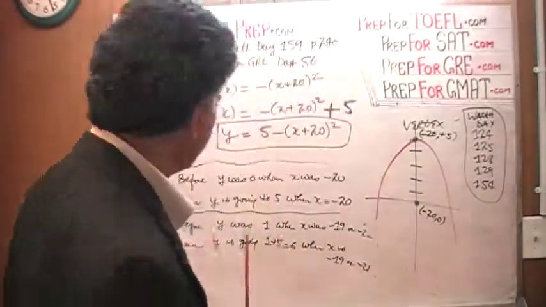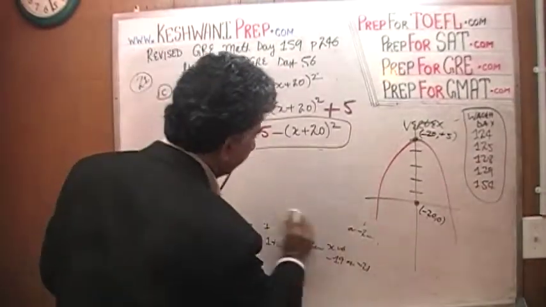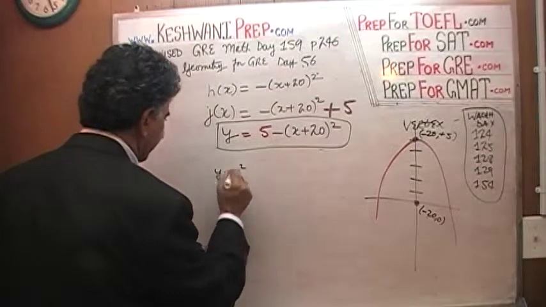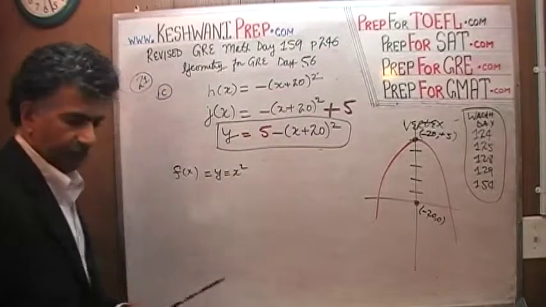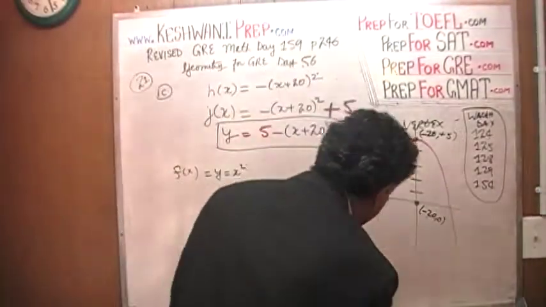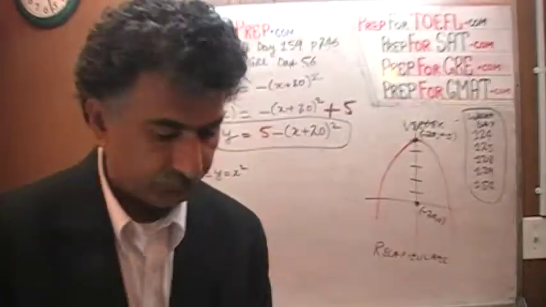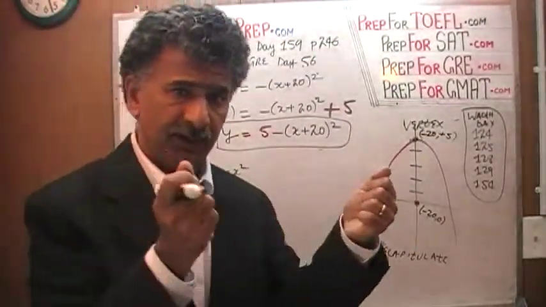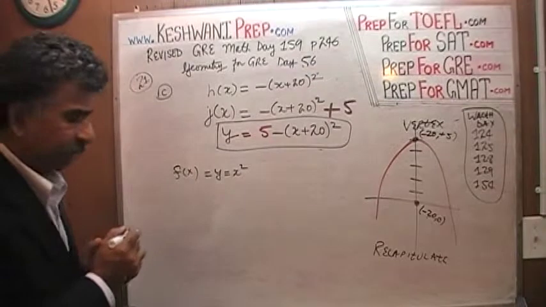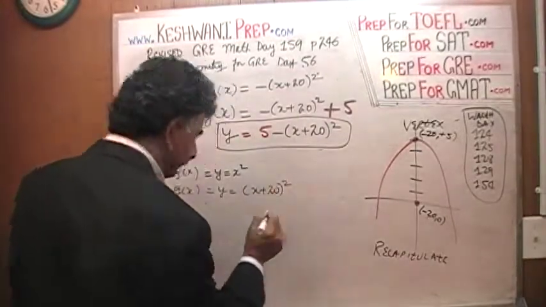Here's what happened yesterday. We had a parabola in a standard form. We started out yesterday with a simple parabola, y equals x squared, and we called it f of x. And then we picked it up and we shifted it to the left by 20 units. As a result, we found that the new function looks something like this: x plus 20, squared. We have to add 20 to x.